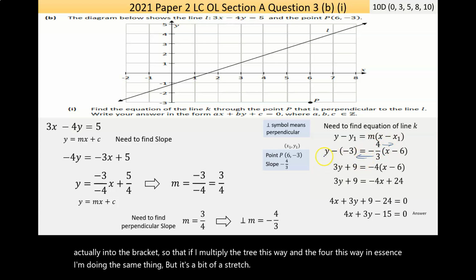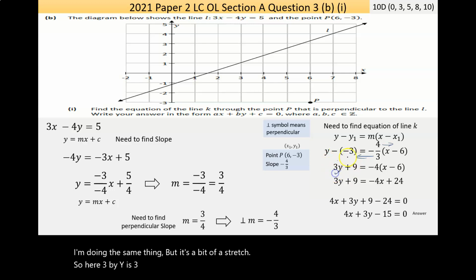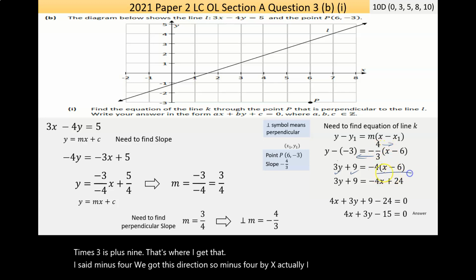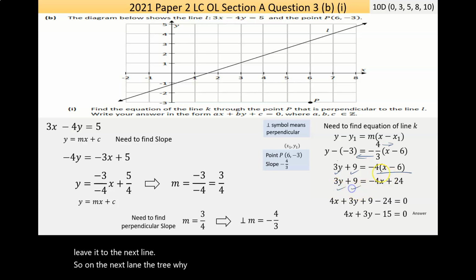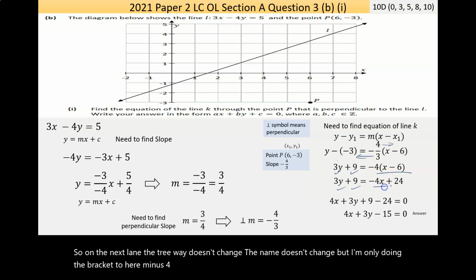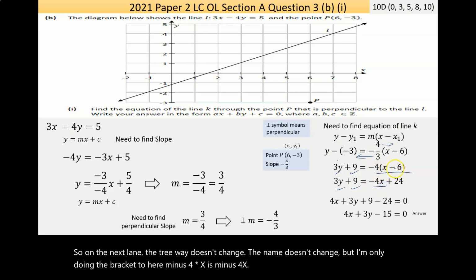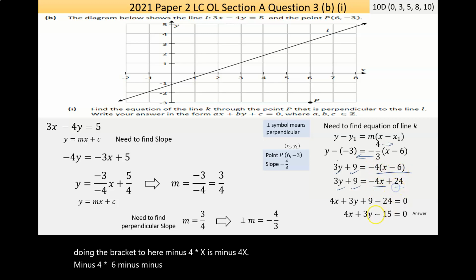So here, 3 by y is 3y, is where I get that. Now, minus by minus is plus 3, times the 3 is plus 9. That's where I get that. I said the minus 4 will go this direction, so minus 4 by x. Actually, I don't do it here. I'll leave it to the next line. So on the next line, the 3y doesn't change, the 9 doesn't change, but I'm only doing the bracket bit here. Minus 4 times x is minus 4x. Minus 4 times minus 6, minus minus is plus, 4 6 is 24.